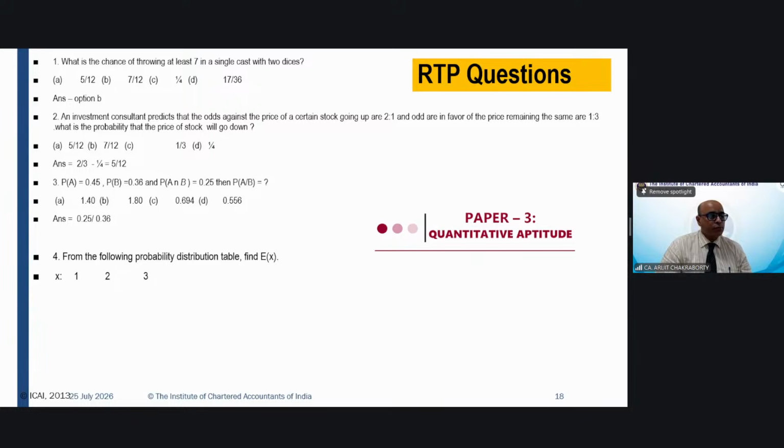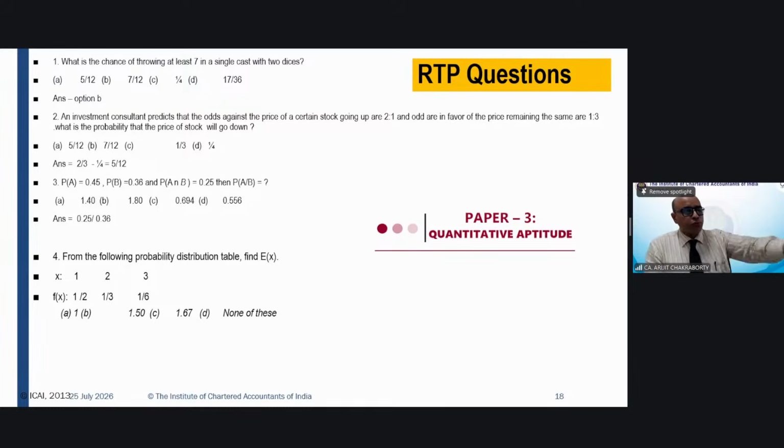Fourth question, from the following probability distribution. These are from the RTP, so very important for your preparation. We need to find the expectation of X, E(X). You can see the value of X is given, and f(X), that is the probability, is given. We have to find the expectation of X. This is given by sigma xi into pi.